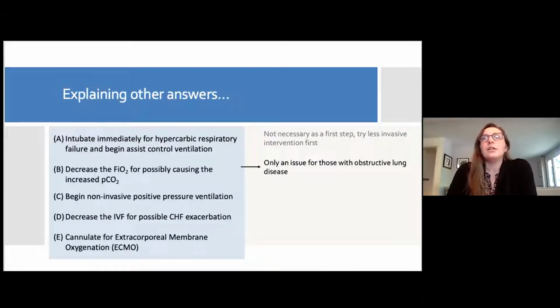Additionally, in A, it says hypercarbic respiratory failure, and we mentioned that here as well in option B, causing an increased PaCO2. But this patient only had a PaCO2 of 35, which is not elevated. So he did not have hypercarbic respiratory failure. Additionally, the interaction between oxygen supplementation and hypercarbia is only an issue for those with obstructive lung disease. C is the correct answer.